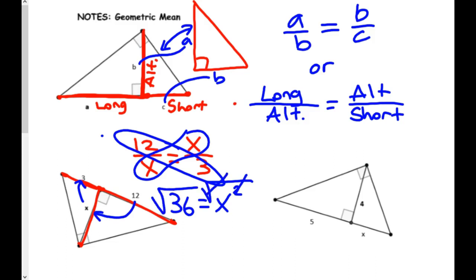Now you can do a factor tree, but maybe you know what the square root of 36 is off the top of your head. Do you? 6. Because 6 times 6 is 36. So guess what? Our final answer, the missing side length, is 6. Was that super hard? Hopefully not.